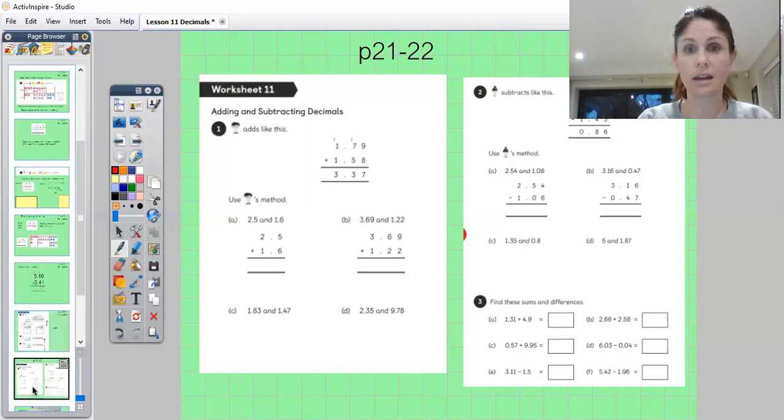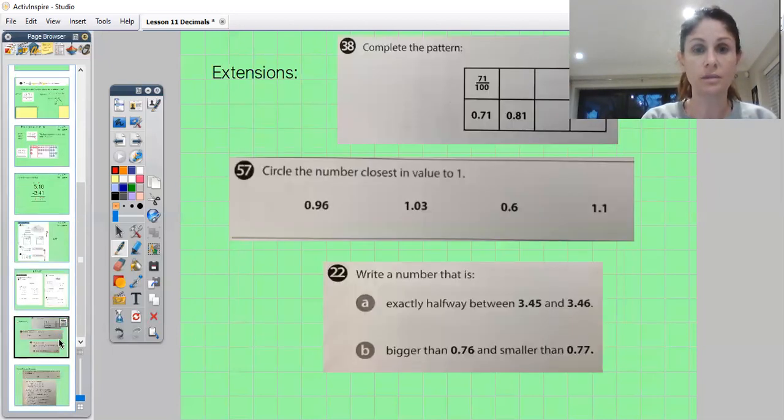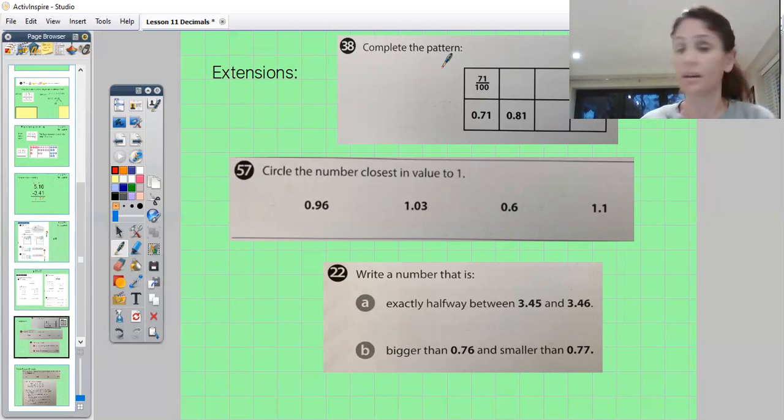Okay, your workbook, pages 21 to 22, and then your extensions, you've got some questions that you can have a go at. So have a look on the tapestry post.